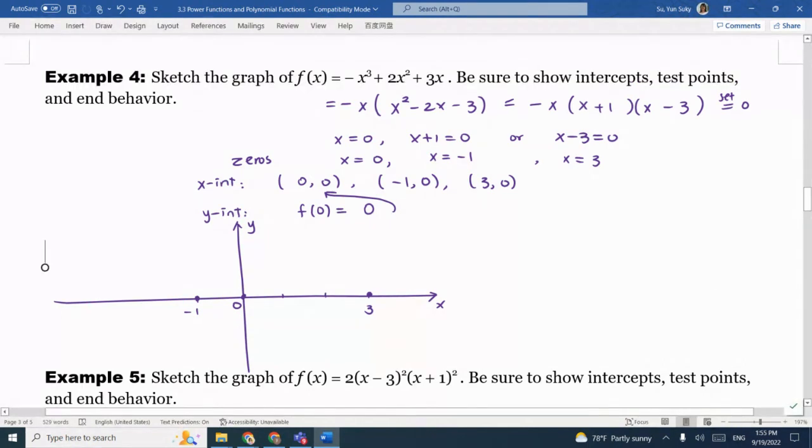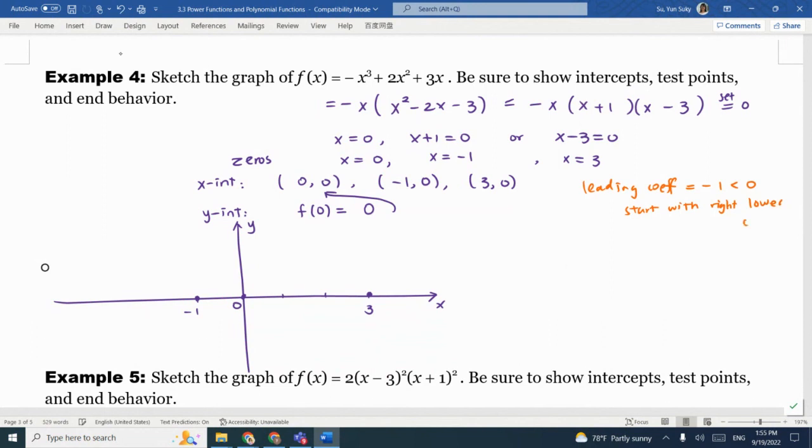For example, but I want to teach you a faster method. Remember before I taught you two methods? One method is to plug in the test point. The other method is to look at the leading coefficient. The leading coefficient is negative 1. So we start from the lower right corner, and then you connect to this point.